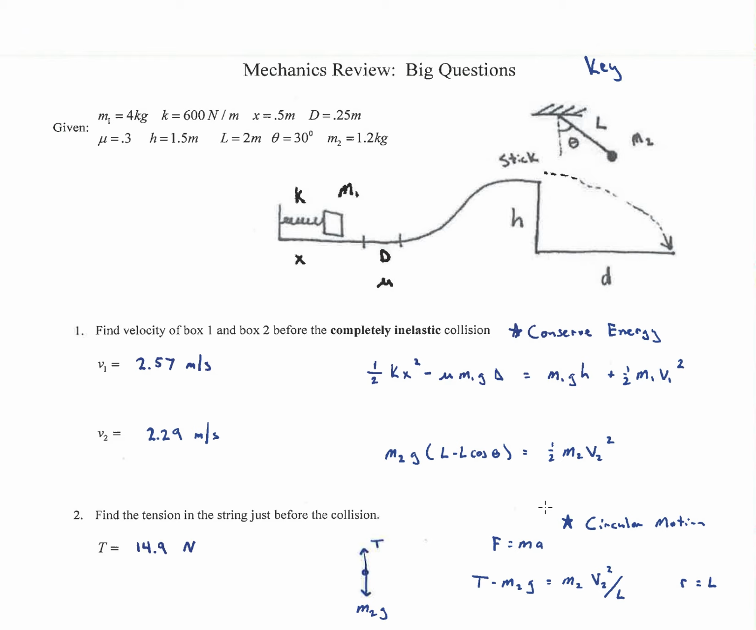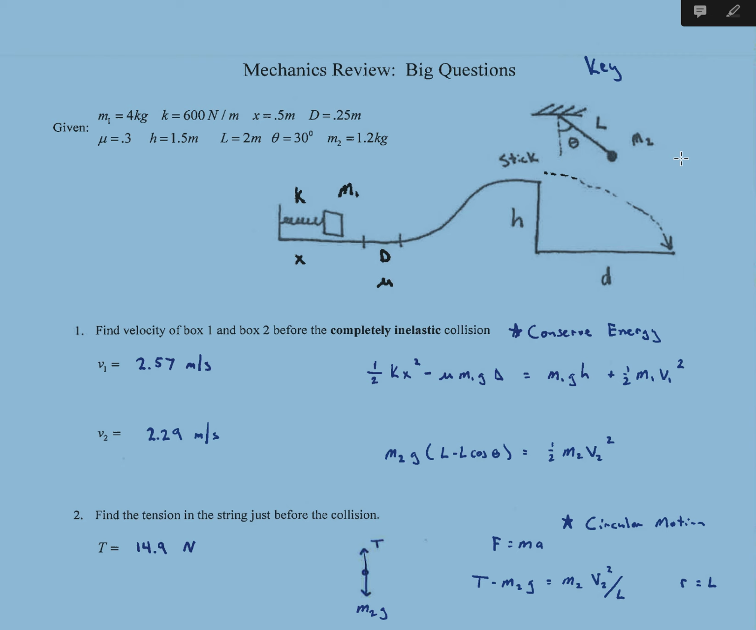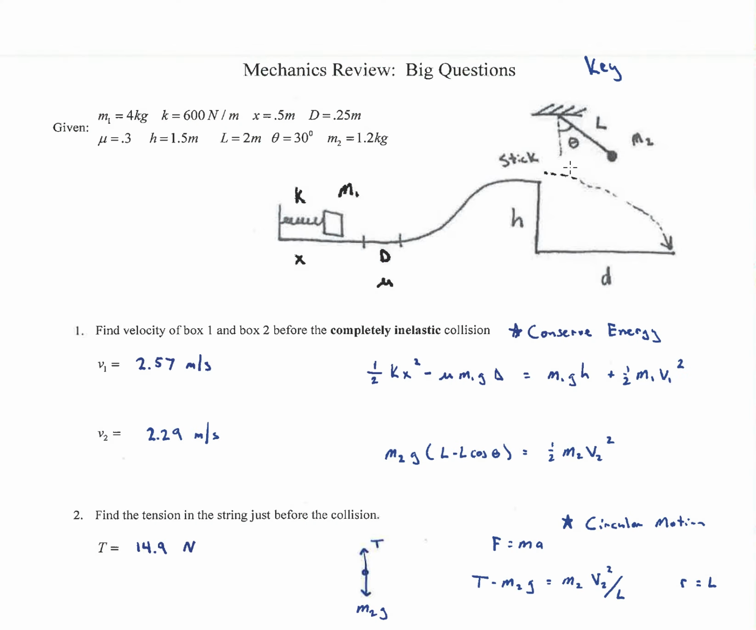Questions. So this first one, we have a box compressed by a spring, and it's going to be launched, and it's going to have to go over some friction, and then it's going to go up a hill. And this other, I say box, but it's really just this dot here, M2, is going to be released, and when it swings down, it's going to be vertical right here at the exact same time as this one. So there's going to be a collision.